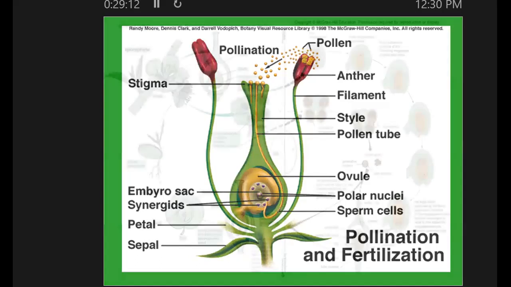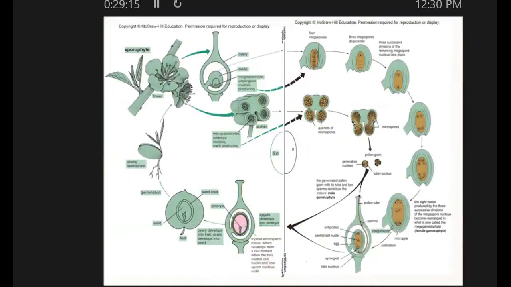So here is the complete life cycle. I believe this one's from your book. They're showing both the female and the male development from, first you have the megasporangium tissue and the microsporangium tissue. And then after meiosis, you start to see the further development like we just talked about.